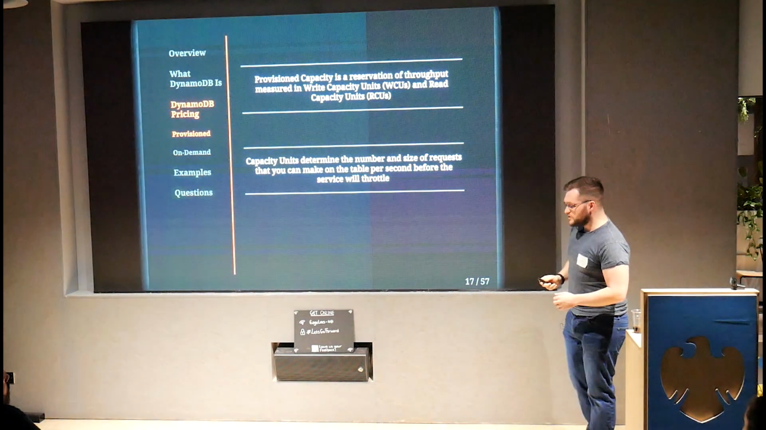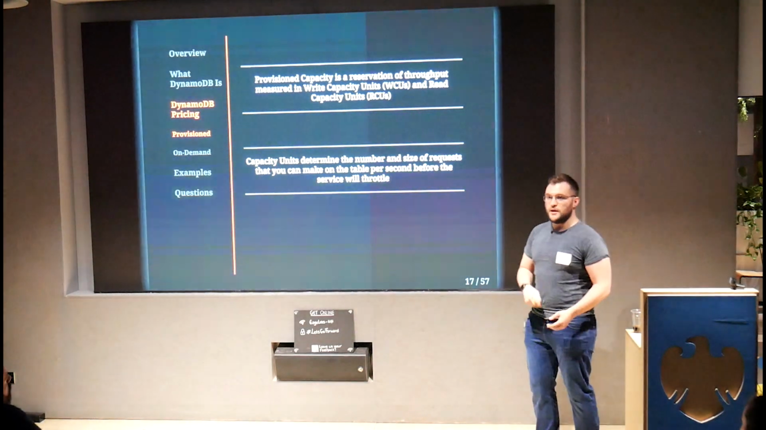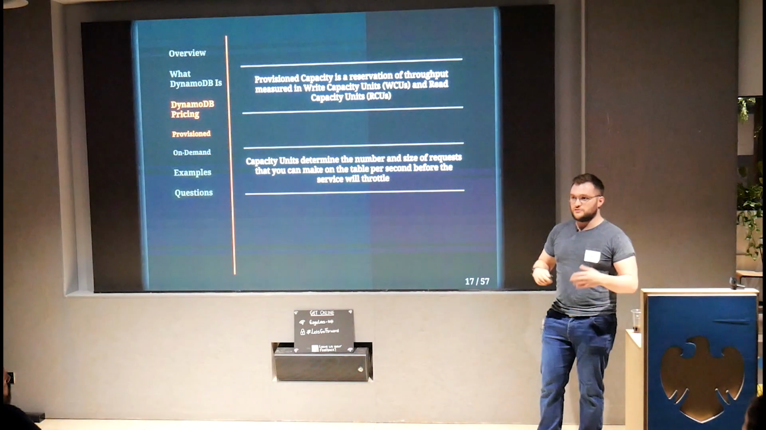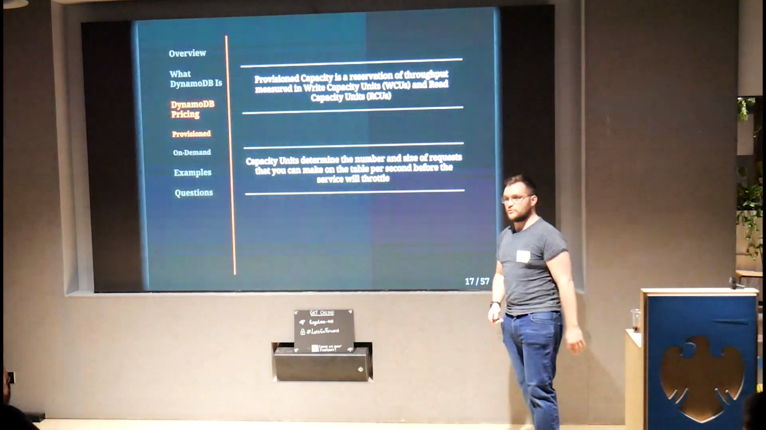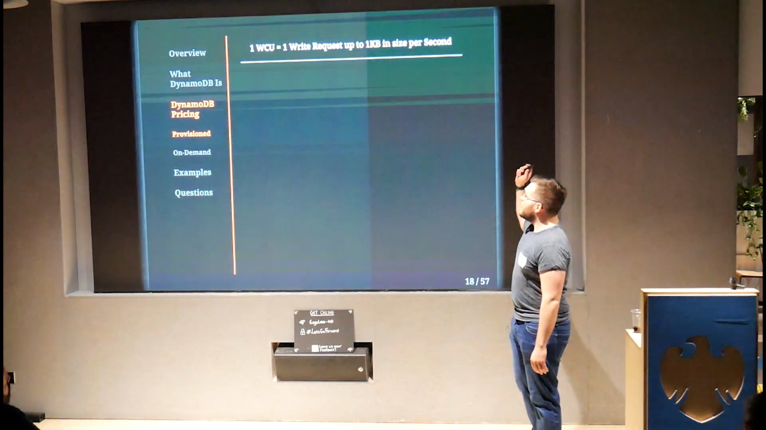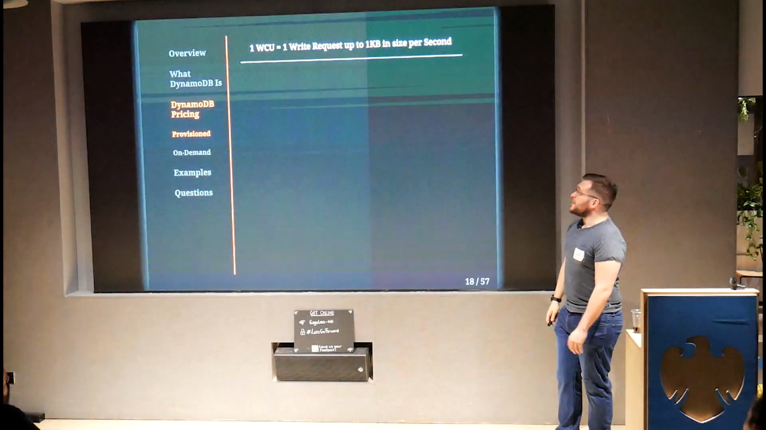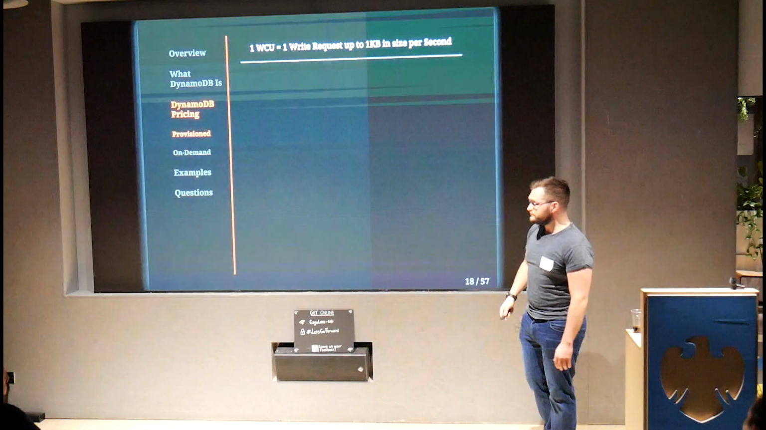The capacity units that you set on the table determine the number and the size of requests that you can make before getting throttled. You'll still be able to make as many requests as you want. You'll just get throttled on a load of them. The service won't break. You'll just get a whole load of throttled requests. So what is this write capacity unit? One write capacity unit is one write request, up to 1 kilobyte in size, per second.